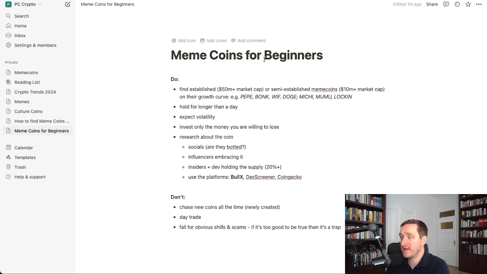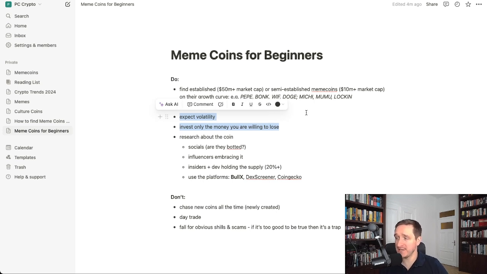But let's start with the general idea of how to trade meme coins as a beginner. First of all, you should definitely expect volatility. This is something that you should think about a lot, because meme coins are volatile. You should expect that they will go down like 40%, 50%, and then you could, for example, do 3x maybe, or go to zero. That's why you should always invest only the money you're willing to lose.